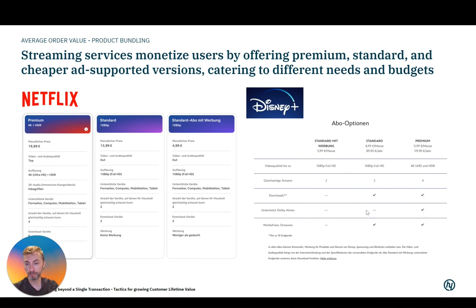On the one hand side, creating bundles. You see this here for the streaming services, Netflix and Disney. They have different price points, obviously, in their good, better, best approach. They've created smart bundles, and this way they usually make more money than selling single movies at a time.